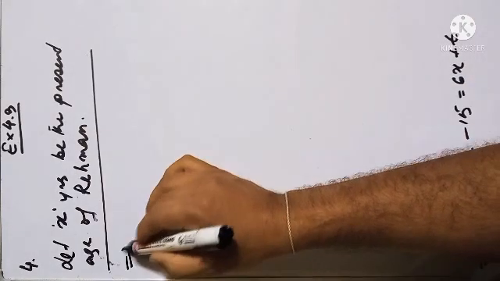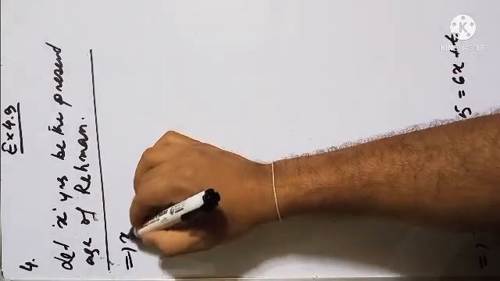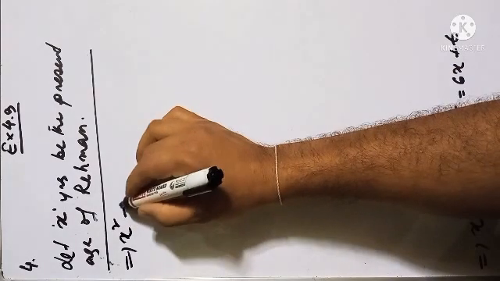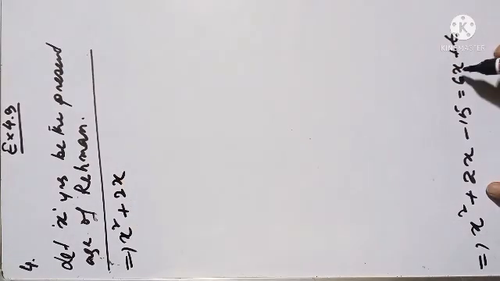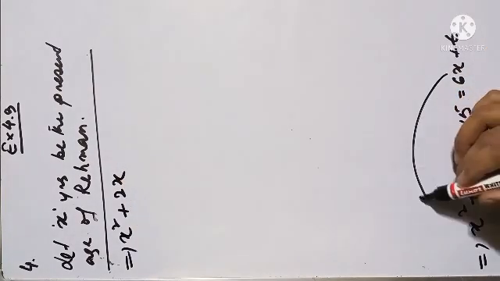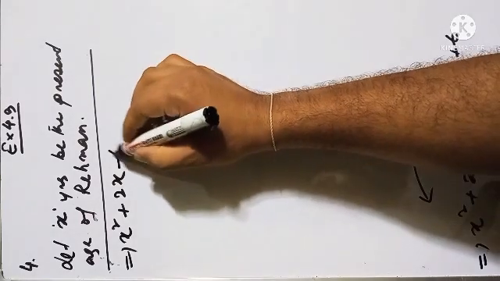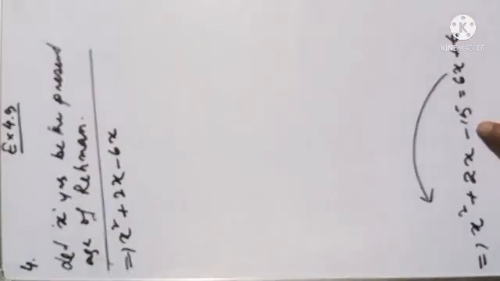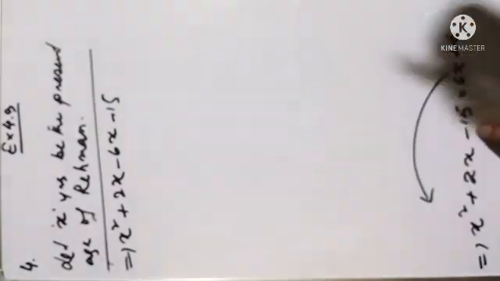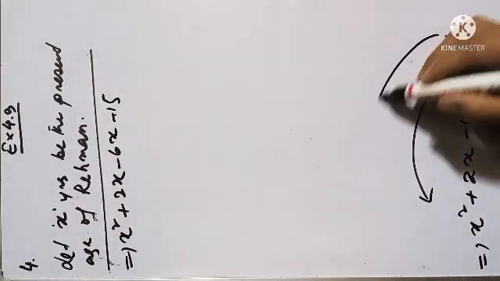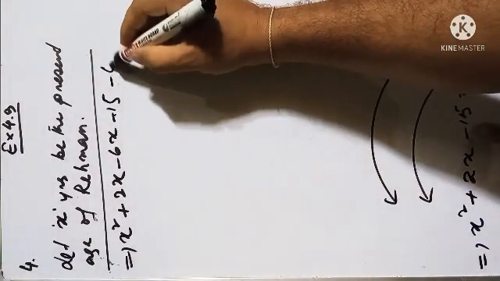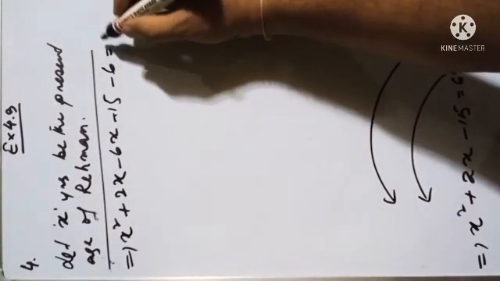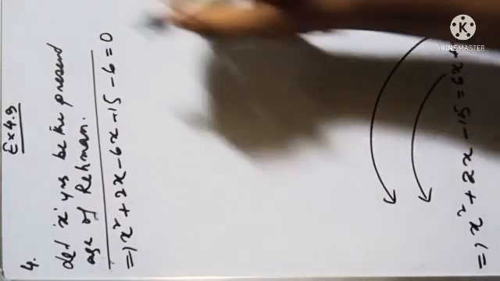Now implies we have here x square plus twice x. Now this 6x, let me bring to the left hand side. Now it becomes minus 6x, and then we have minus 15. Same thing, 6 will be brought to the left hand side, so that it becomes minus 6. Then there is nothing on the right hand side, so it will be 0.